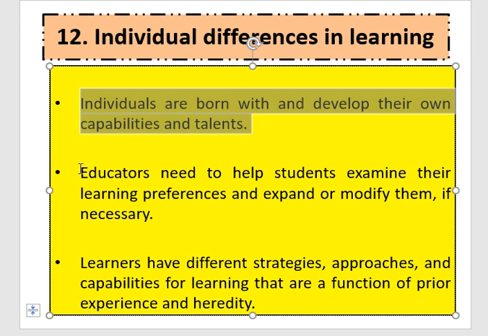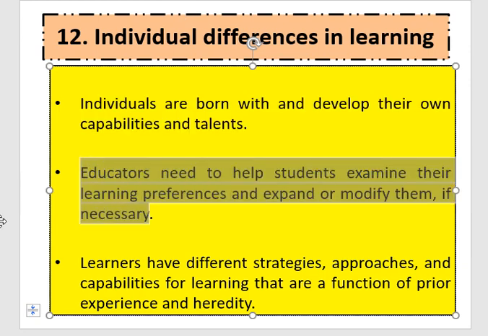And the role of the teacher is that educators need to help students examine their learning preferences and expand or modify them if necessary. Since learners are different, learners have different talents and skills. So ikaw, bilang teacher, you need to help your learner examine kung ano talaga yung gusto niya. You need to encourage your students to show what they have, to share their talents. Do not discourage your learners, but motivate them.